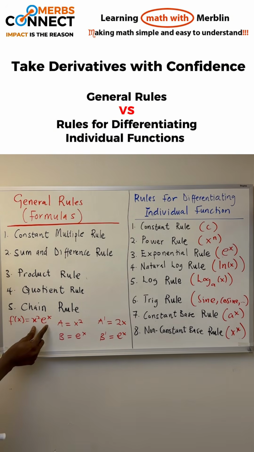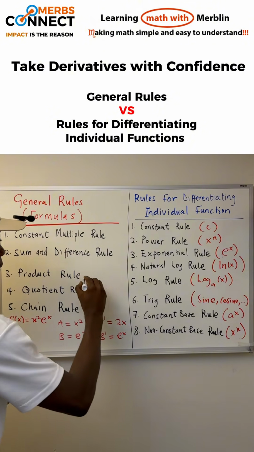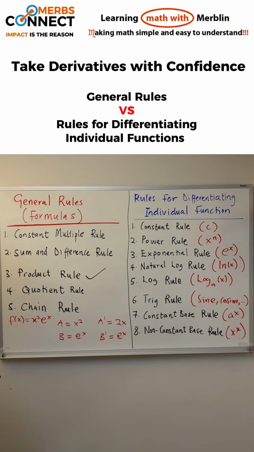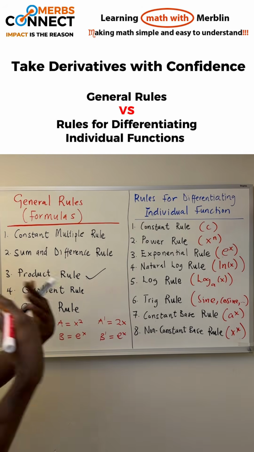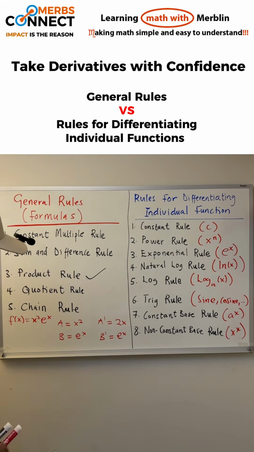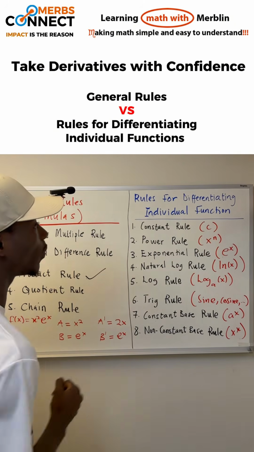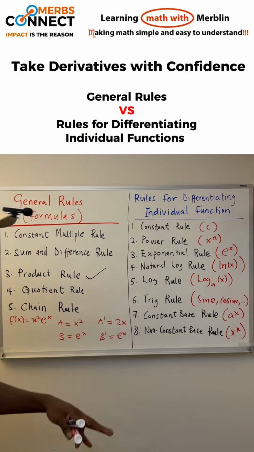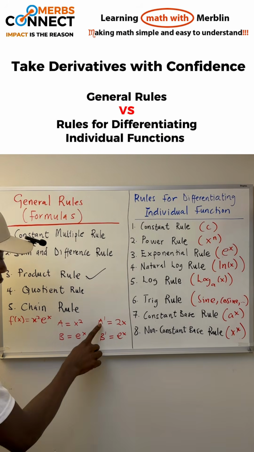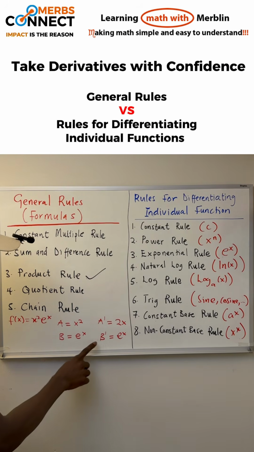So I ask myself, which rule am I going to use to differentiate this, or which formula am I going to use? We know that here we need to use the product rule. As soon as I identify the product rule, I know the formula for the product rule, so I write it down. For the product rule, we need to pick the first function and name it A, and pick the second function and name it B. As soon as I do this, the rule for differentiating individual functions comes in when I'm moving from A to A prime and moving from B to B prime.